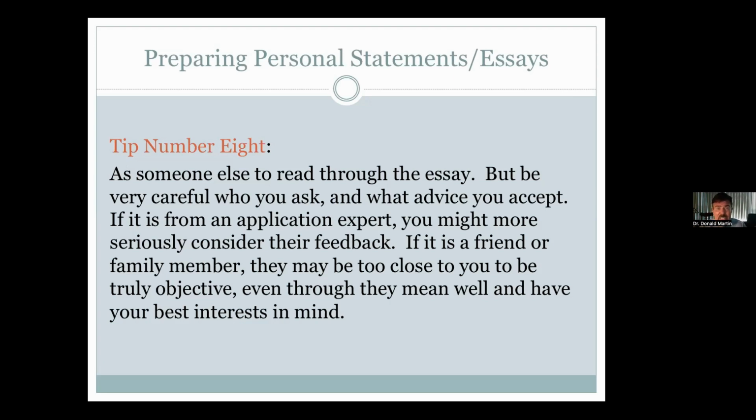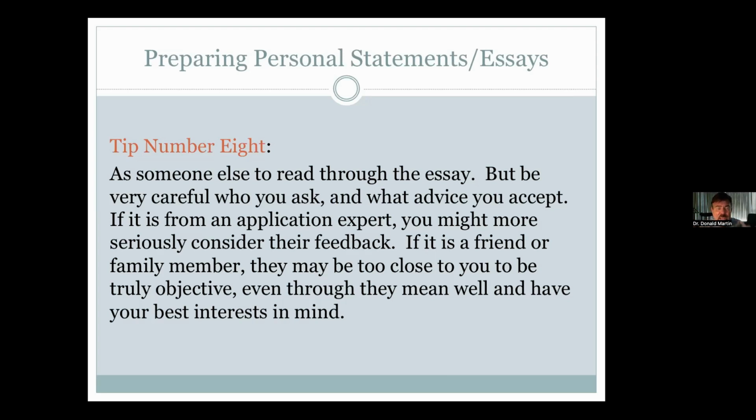Now, obviously, they're very much in your court. They're rooting for you. They want you to succeed, but they are not admissions experts most of the time, and many times they are too close to you. They're too close to be able to step back and be truly objective about what you're writing.